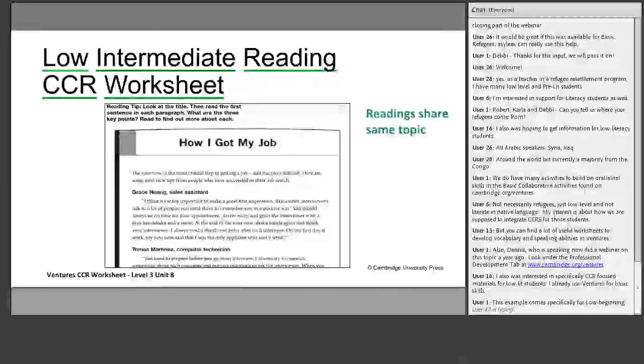Here is the accompanying low intermediate reading in the online CCR worksheet. Again, the topic is related to jobs. It's a series of interview tips from people who have been successful in getting a job after the interview process.